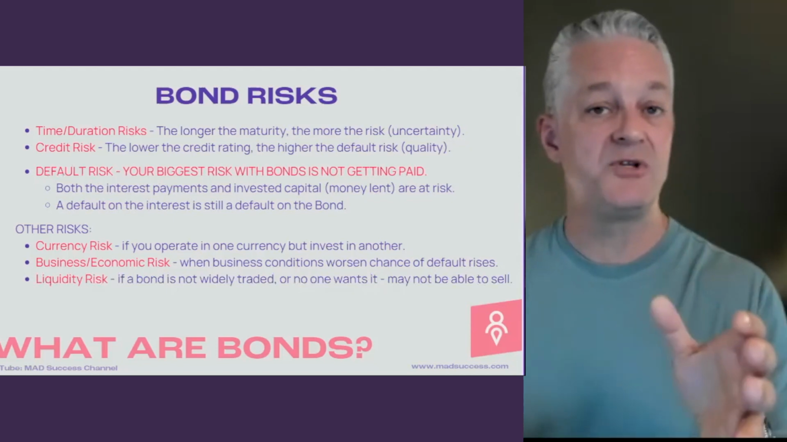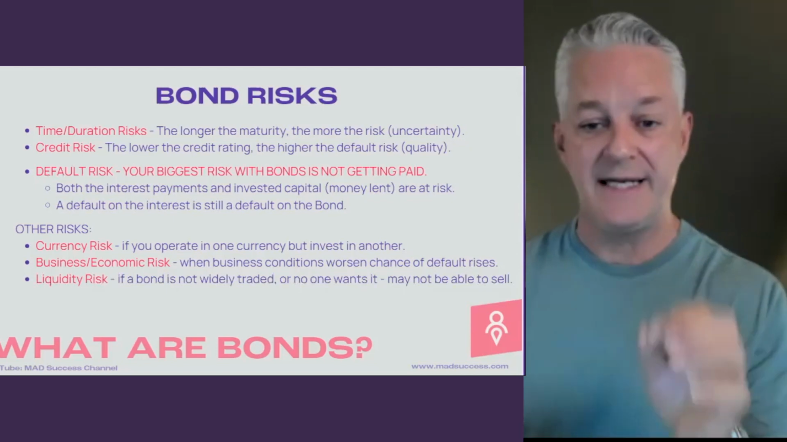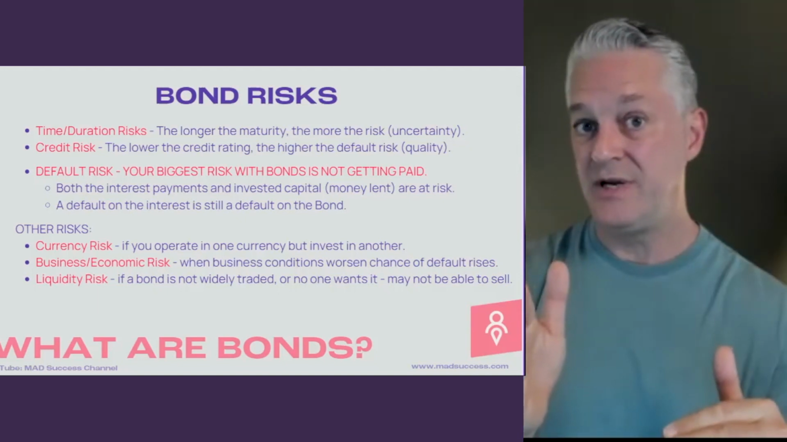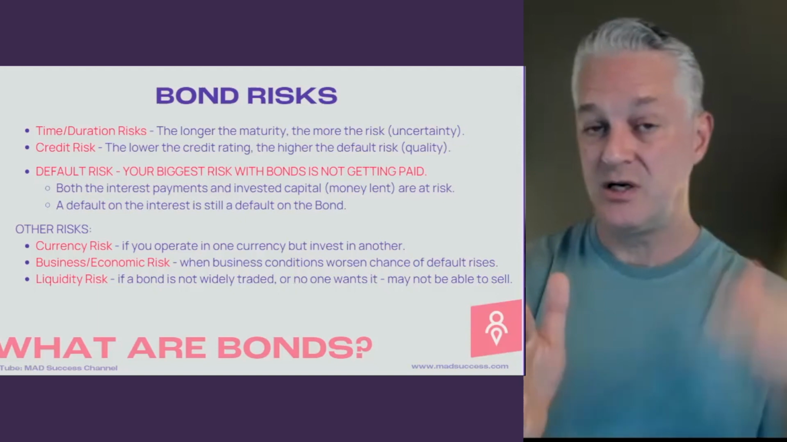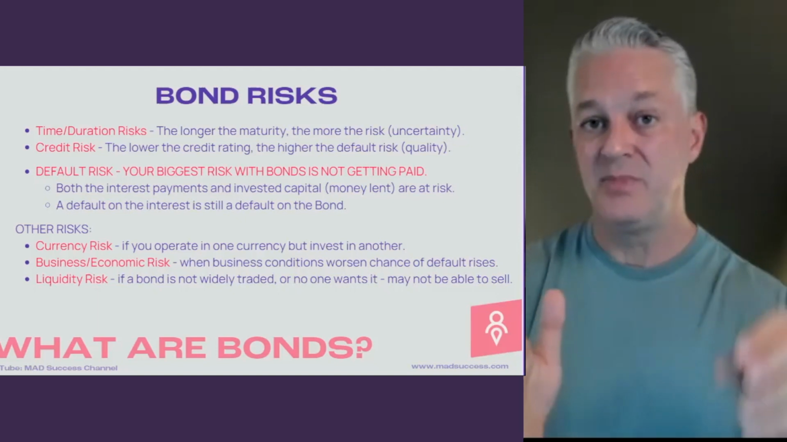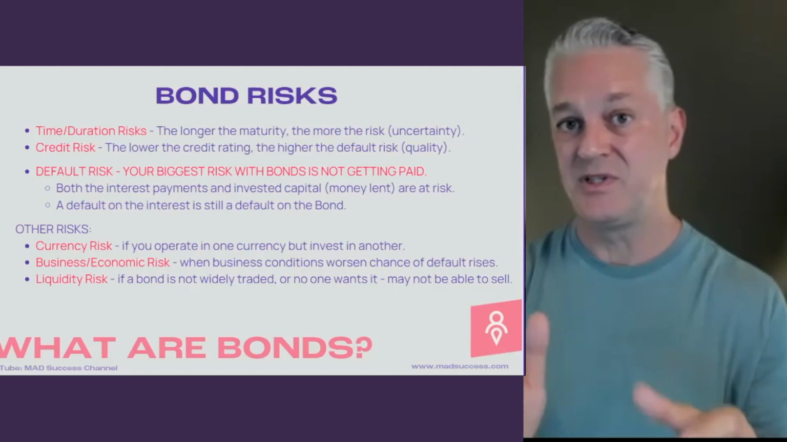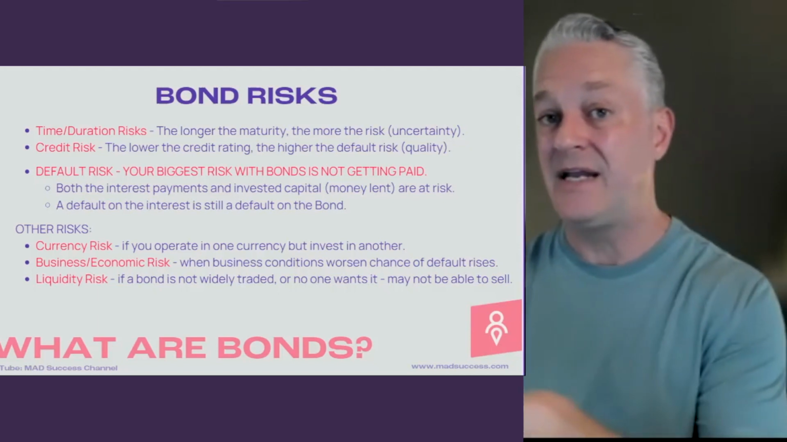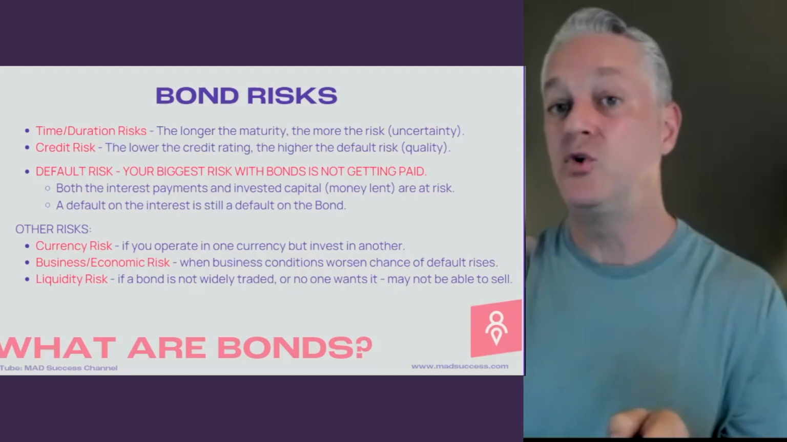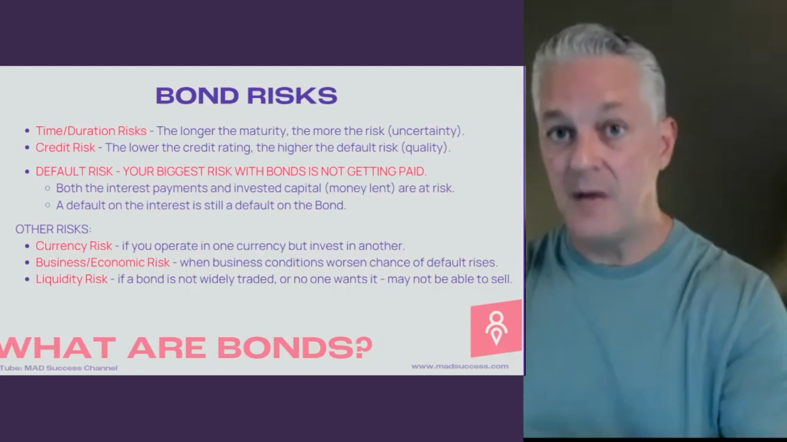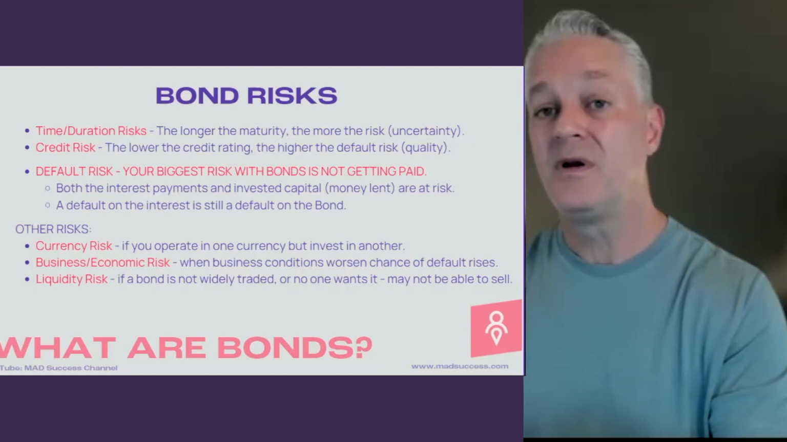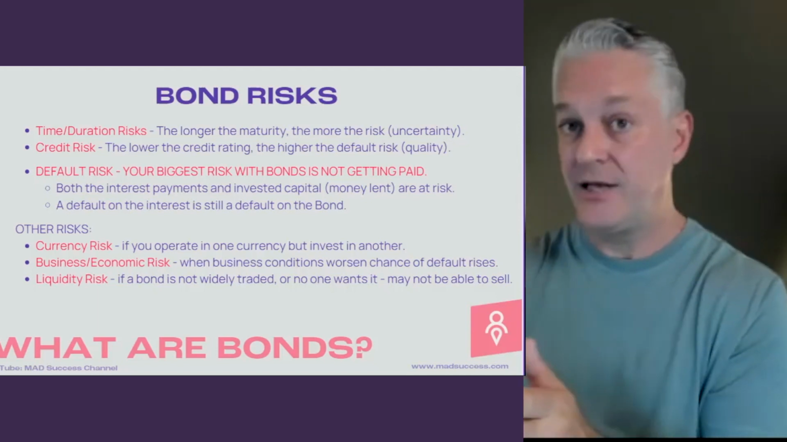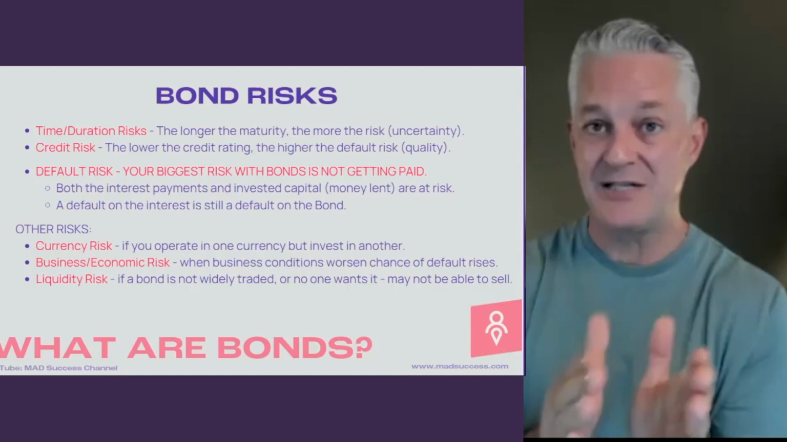Liquidity risk is an interesting one. So the liquidity risk is if a bond is not widely traded, which is what happens when you get into the non-investment grade junk, especially the lower level single B, double B, triple C type bonds. These become illiquid. It means there's not very many investors that want to buy them. So if you do, and that company or that government gets worse off, you may not be able to get out of those bonds for a long time, if ever. You may not, and you're at risk of default. So that's what liquidity is.